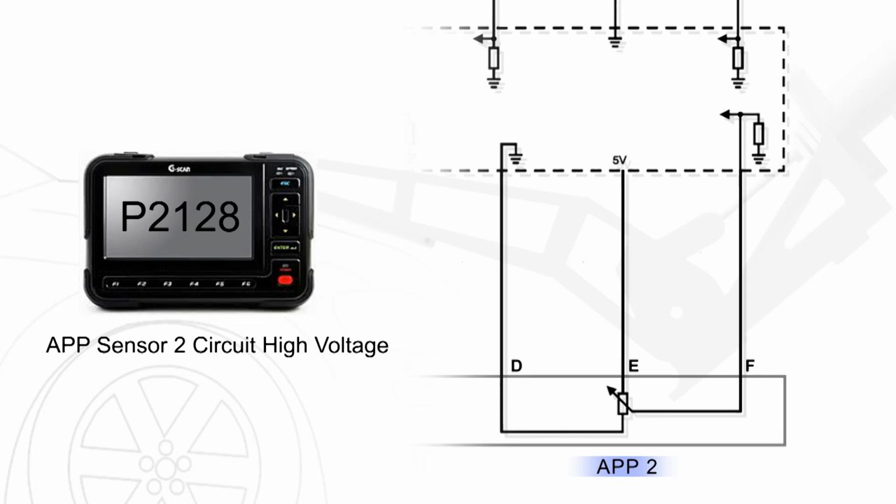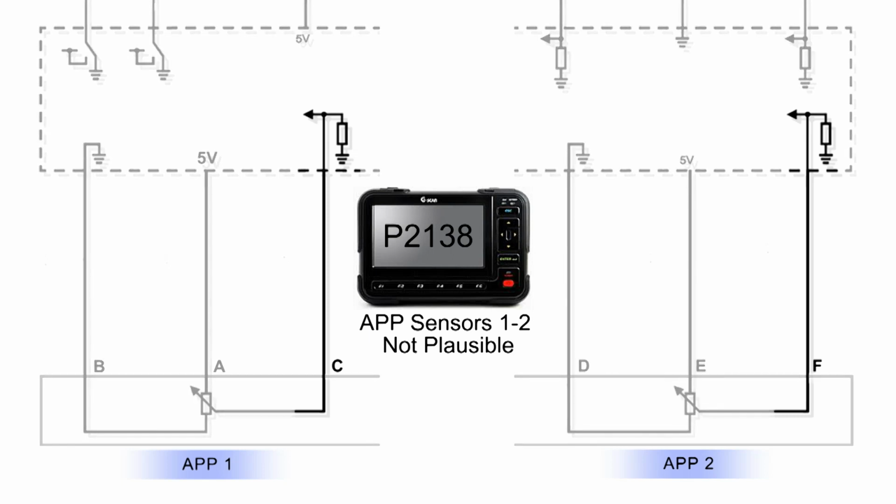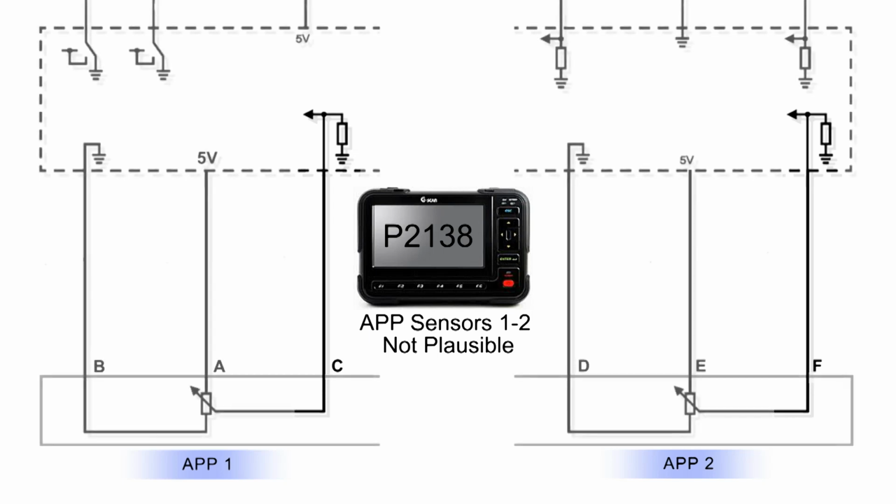The final DTC we're going to have a look at is P2138, accelerator pedal position sensor 1 and 2 not plausible. What that's indicating is that the signals coming in from APP1 and APP2 are not corresponding as they should do. The engine control module has sensed that there is a fault or there's an abnormality in one of those signals. So how do we test this?